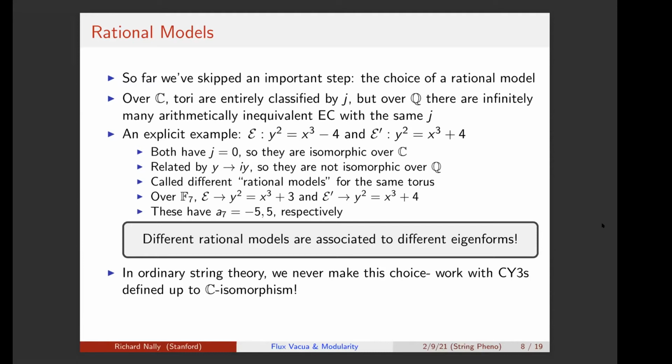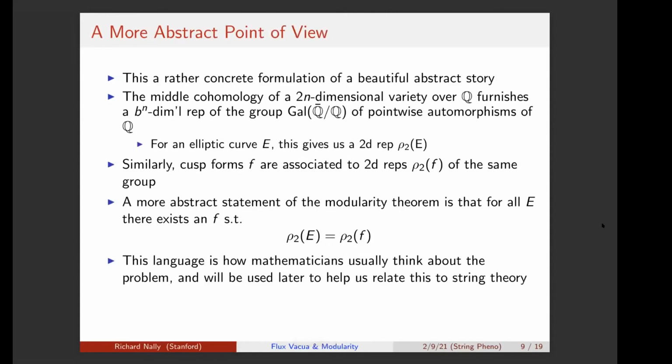In string theory, we usually work up to C isomorphism classes of Calabi-Yau threefolds. And so this is different from how we usually think about it. I emphasize this point now because it will be relevant later. But the takeaway is if I give you a variety over Q and tell you what its modular form is, I've picked a particular rational model for it. I've not just picked a point in complex structure moduli space, I've also picked some additional data. And so far I've been rather concrete, and this is a choice. It's a concrete point of view on a rather more abstract story.